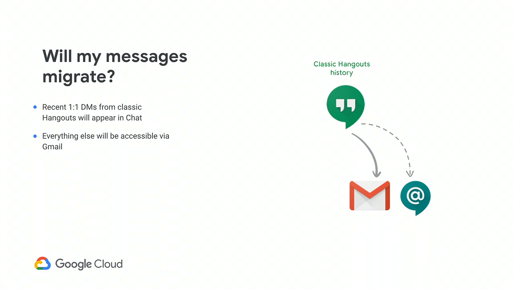Where do my messages go after the migration? Will I still have my old messages available? Do they migrate? The answer is yes. So assuming that you have chat turned on already, and I'm assuming that a lot of you do already, then all your recent one-on-one conversations will be there in chat, so you can continue those very easily. All of your other history will still be in Gmail, just like it is today, so you can search through Gmail to look for all your old classic messages. And as Mike mentioned, we're keeping hangouts.google.com around, so that's another place where you can go to look for all of your old messages.